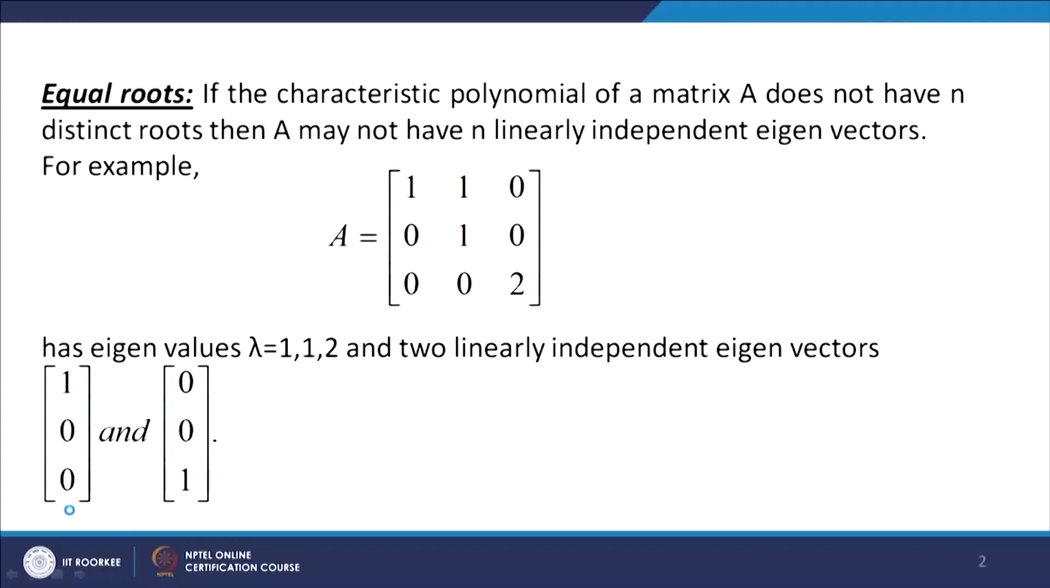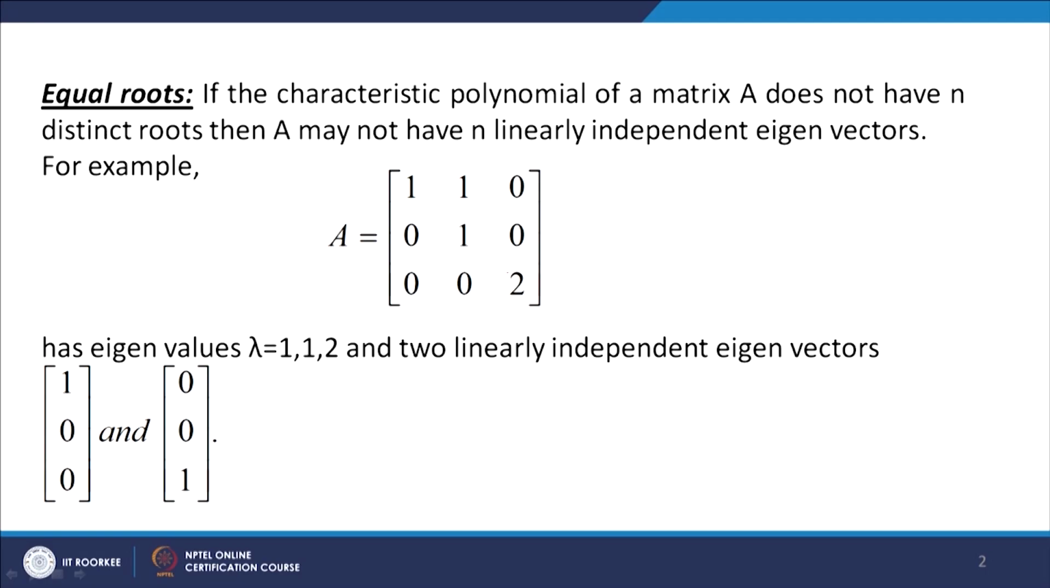So, if the characteristic polynomial of a matrix A does not have n distinct roots, then A may not have n linearly independent eigenvectors. For example, let us consider the matrix A equal to [1 1 0; 0 1 0; 0 0 2]. You can see that it is an upper triangular matrix, so its diagonal elements are its eigenvalues. The diagonal elements are 1, 1, 2, and therefore it has eigenvalues 1, 1, 2.